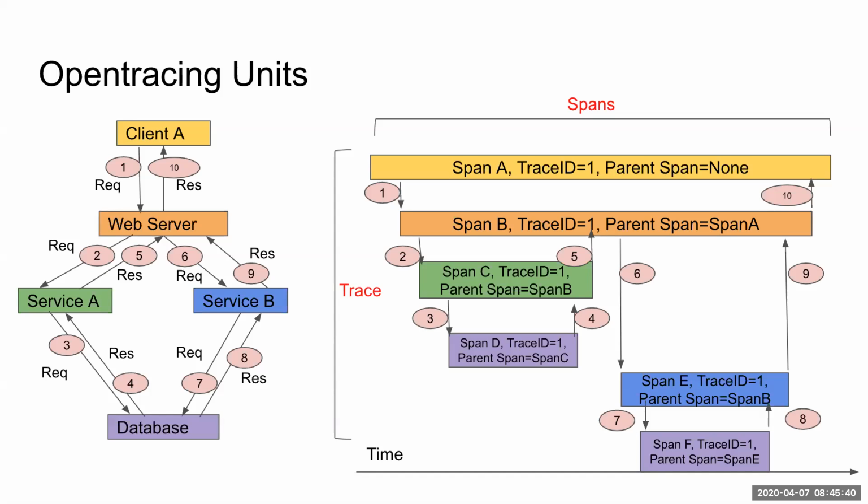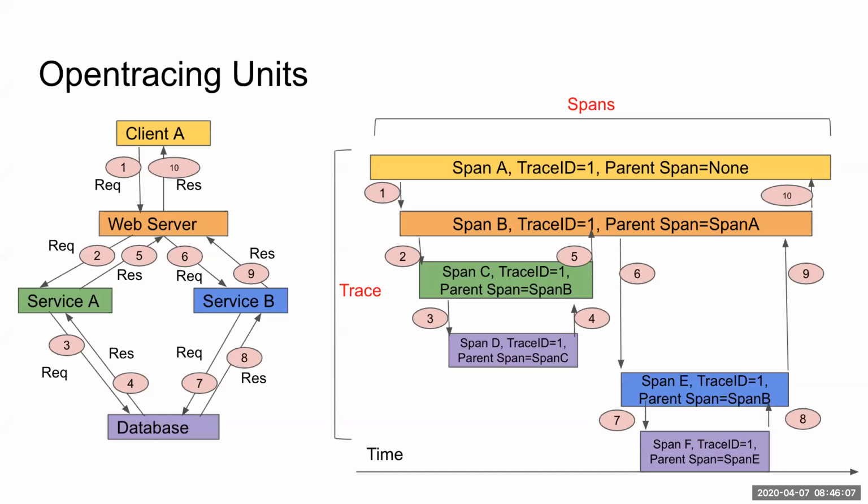And in the span, there are 3 or 4 fundamental attributes here. The first one is the span ID. So you can see in the top yellow box, it's called span A. And the second attribute is the trace ID, because we would like to know all of these spans belong to the same trace. So we should be able to draw a graph like this one.